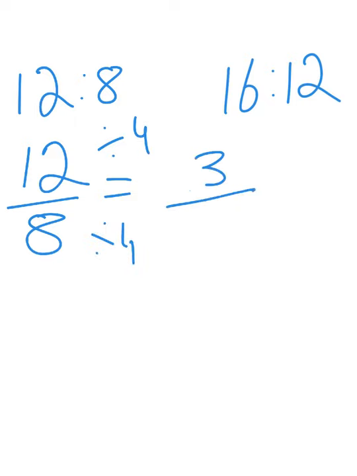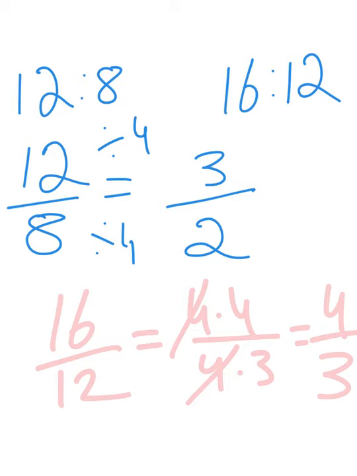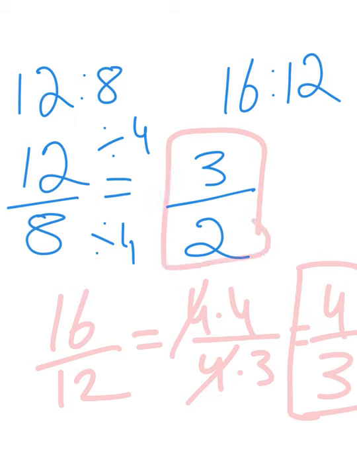You want to do the same thing, and then let's do 16 over 12. 4 times 4 is 16. 4 times 3 is 12. It's 4 over 3. So when I simplify this, I know this answer is 4 over 3, but this one is 3 over 2. These are not equivalent ratios. You could actually do this the cross multiplication way also.